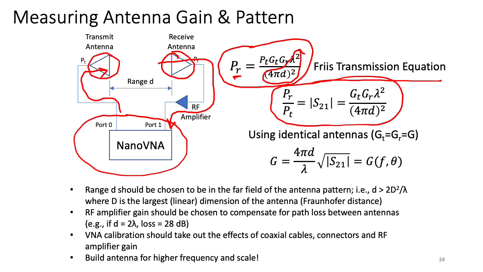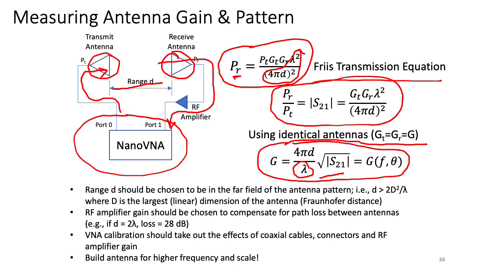So the ratio of the received power to the transmit power is S21, and that's given by this equation right here. If I have identical antennas, then the gain of the transmit antenna is the gain of the receive antenna, which I'll call G, and G then can be computed from the Friis equation as (4 pi d over lambda) times the square root of the magnitude of S21. So if I know what the distance is between two antennas, and I know the frequency of operation, a measurement of S21 gives me the gain of the antenna.